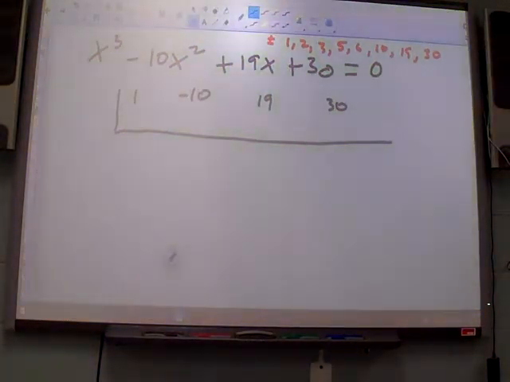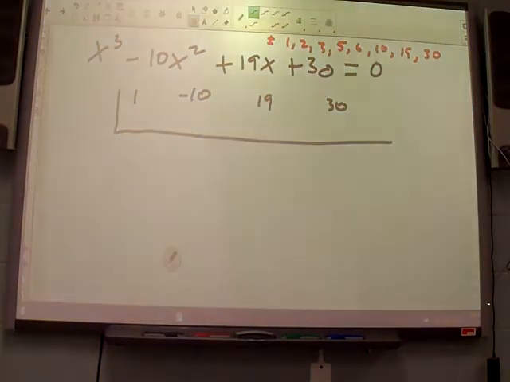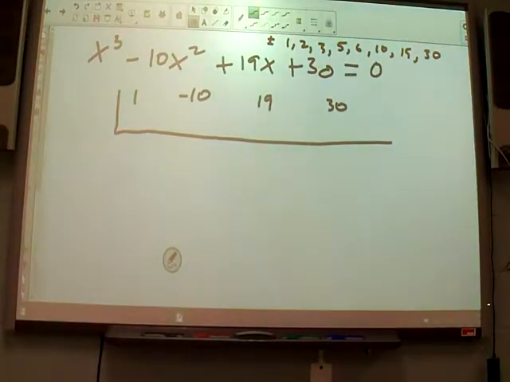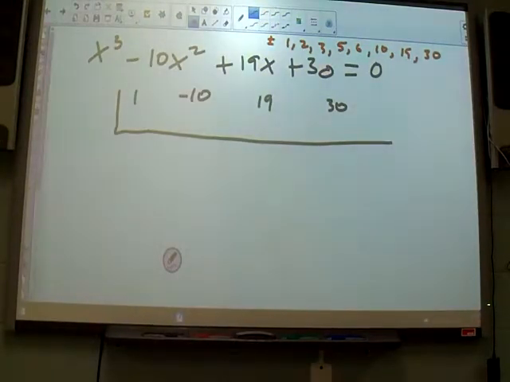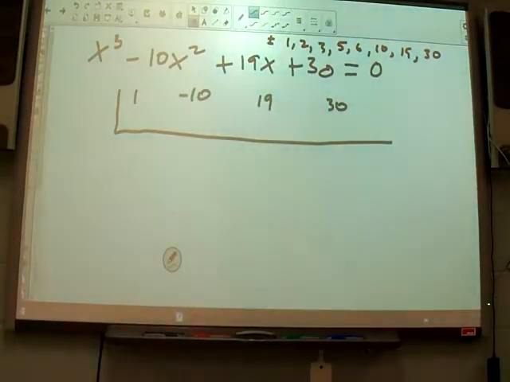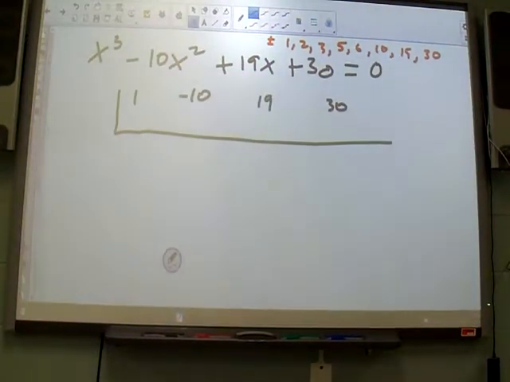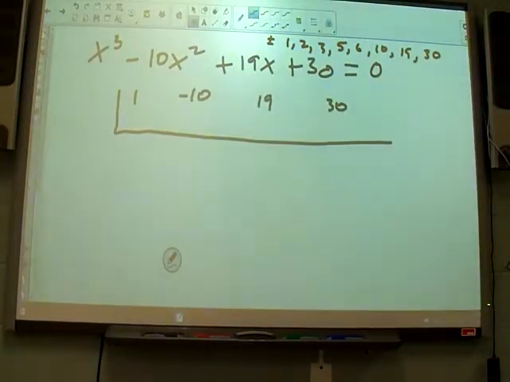Okay, I've listed my possible answers. Possible answers could be positive or negative 1, positive or negative 2, positive or negative 3. Those are all your possibilities. So do not trial and error something that's not one of the possibilities. You'd be wasting your time. Pick out of that bucket. If you try one that doesn't work, you just got to mark it out and go try another one until you find one.